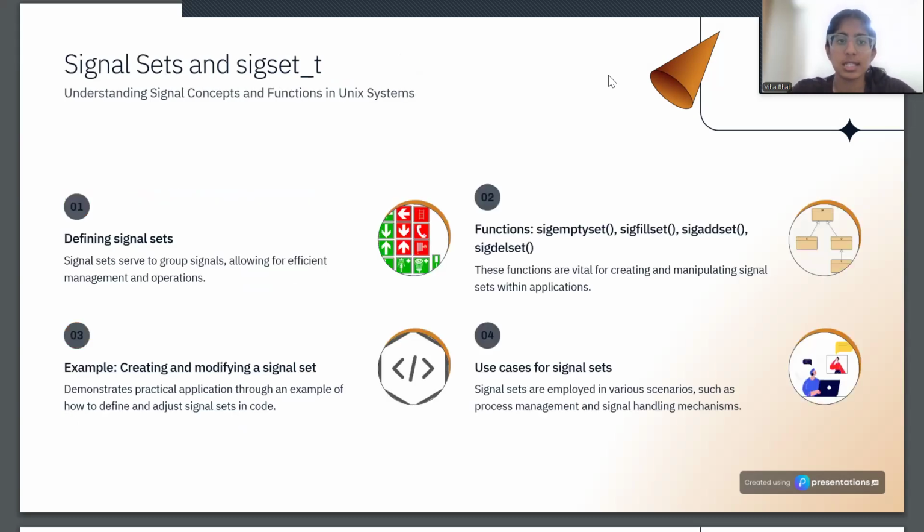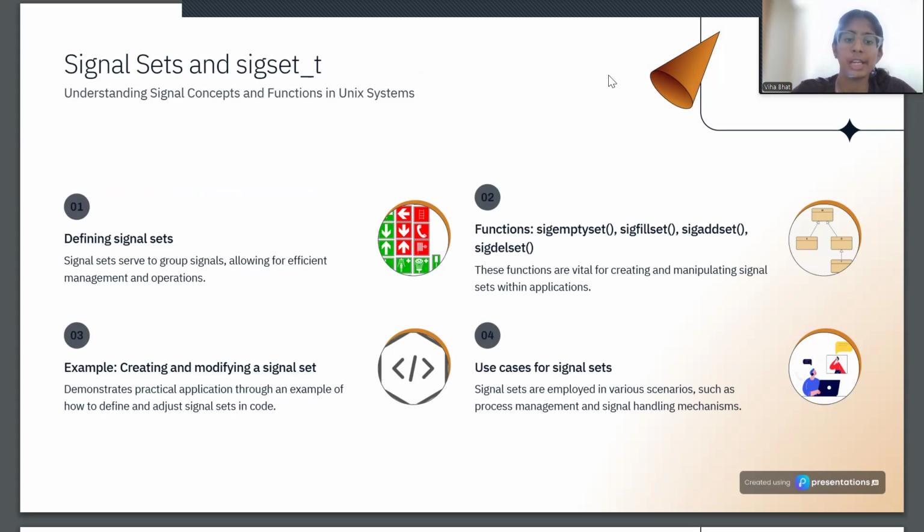Next is signal sets, or sigsets. First is defining signal sets. Sigsets serve to group signals, allowing for efficient management and operations. Next are functions like sigemptyset, sigfillset, sigaddset, and sigdelset. These functions are vital for creating and manipulating signal sets within an application.